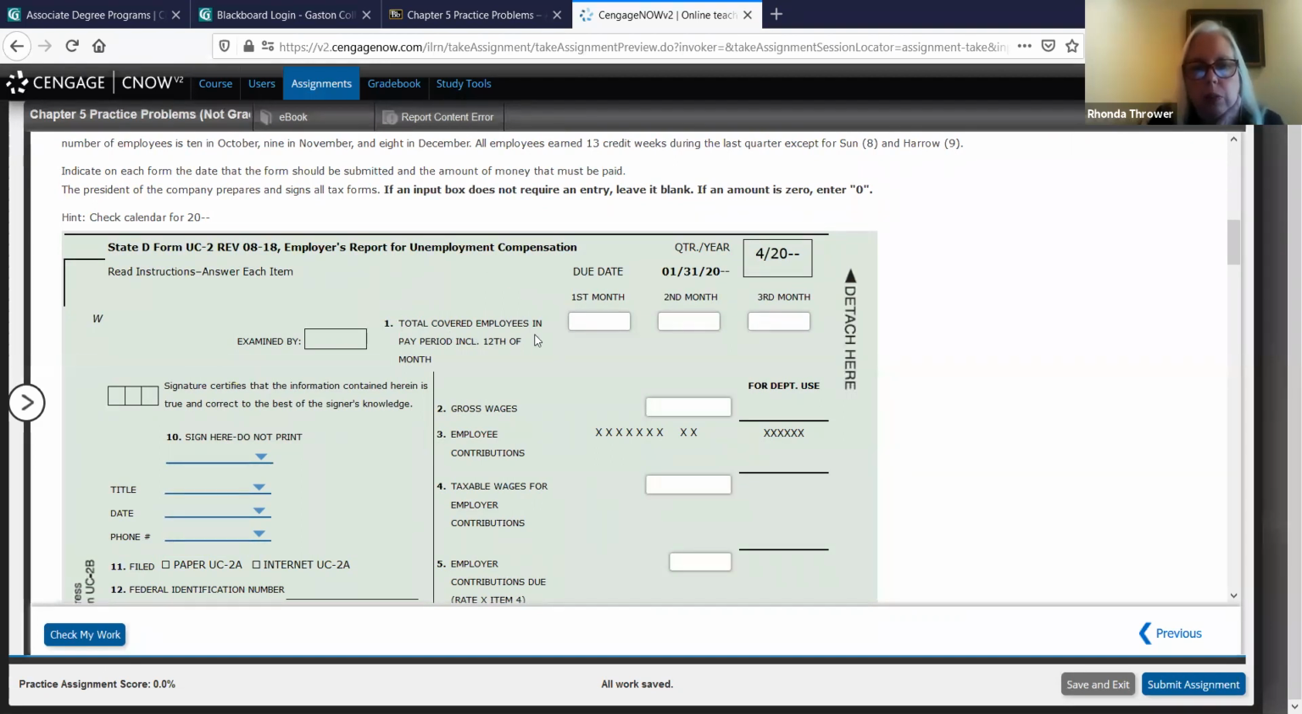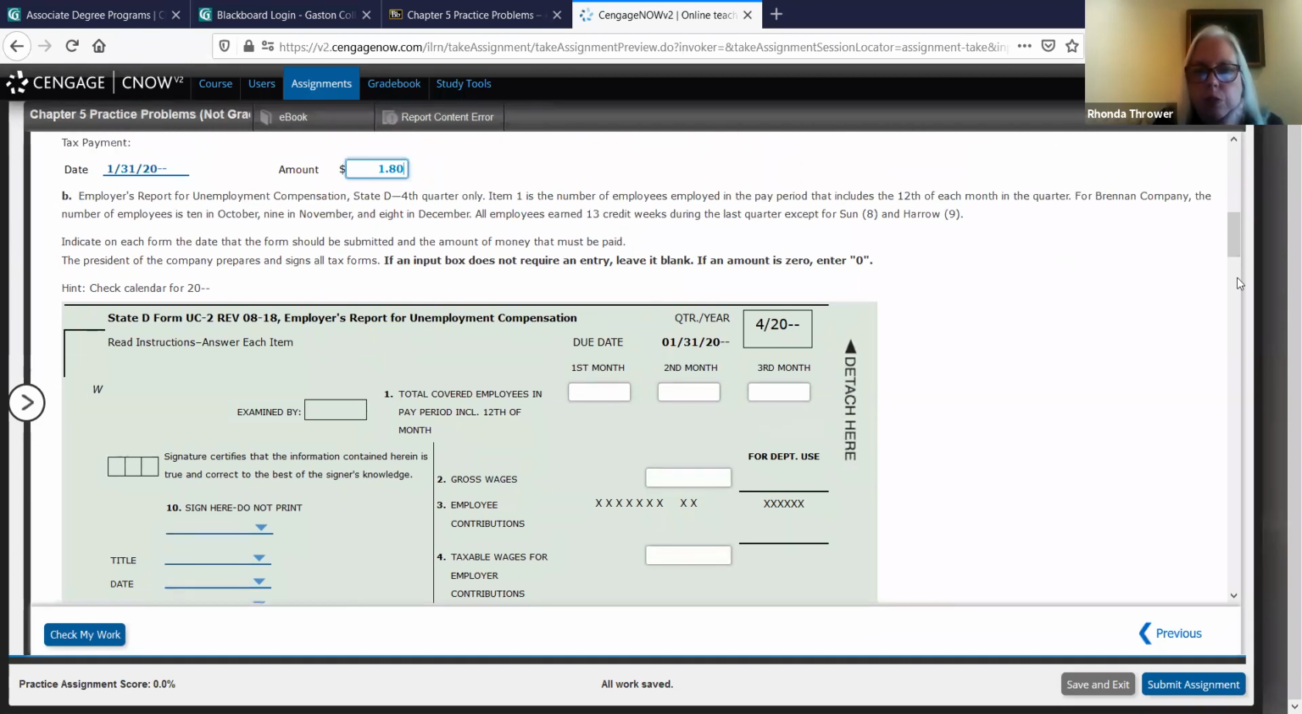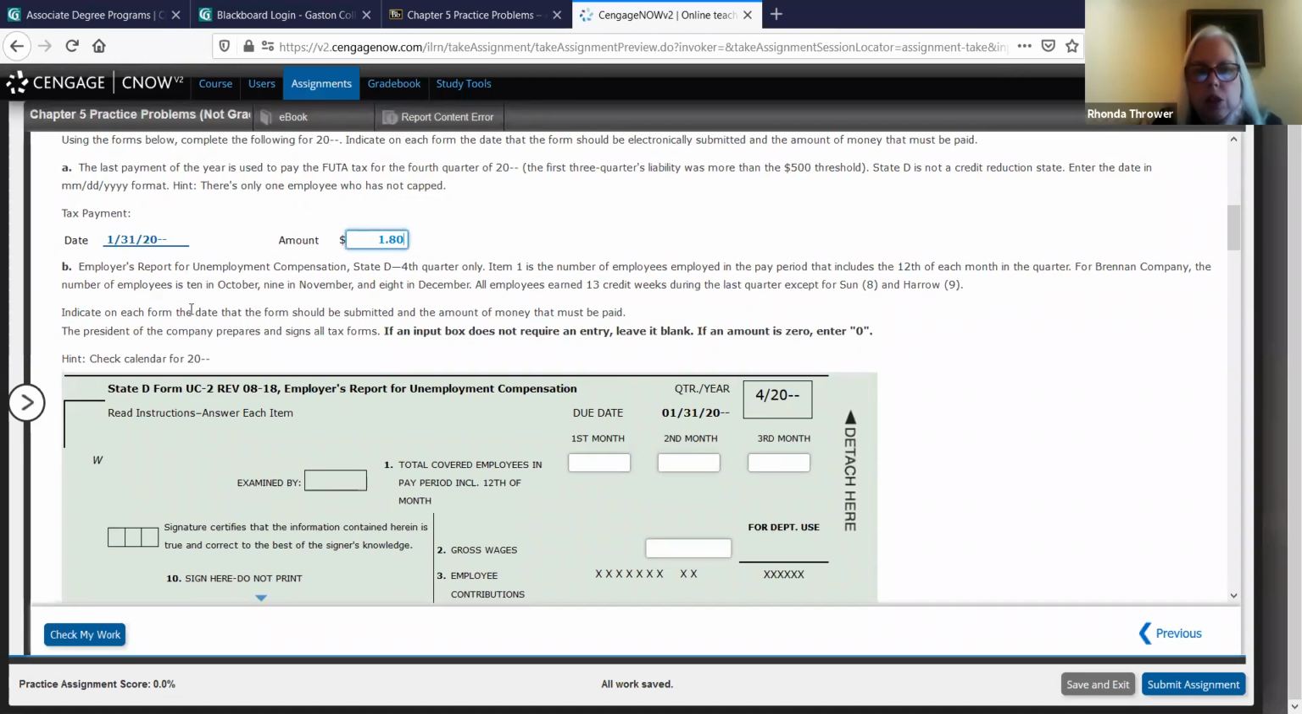The total covered employees in the pay period includes the 12th of the month. So what they want to know is how many employees were in the first month, and that is given right here. The number of employees in October is 10. For November, it is 9. And in December, there are 8.